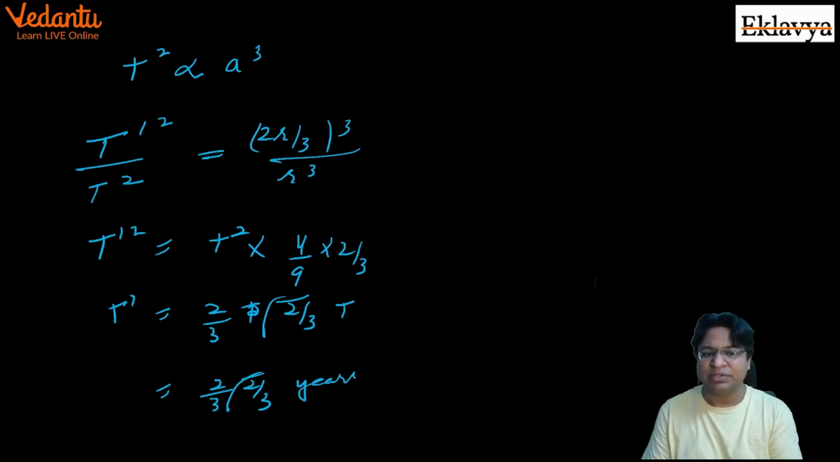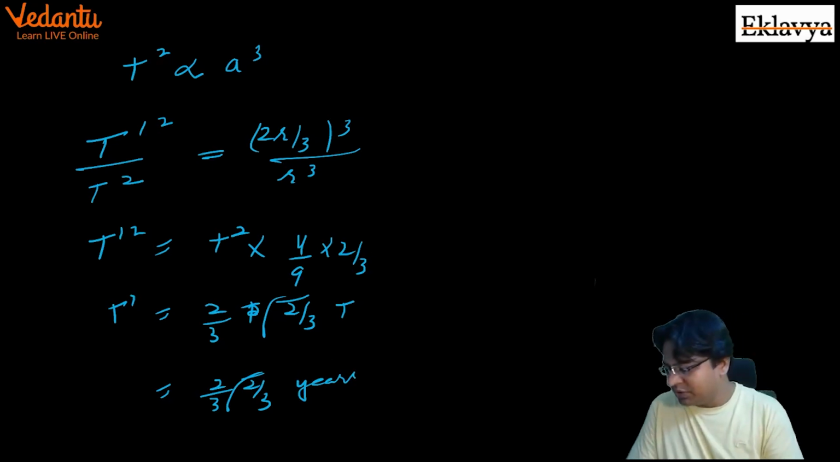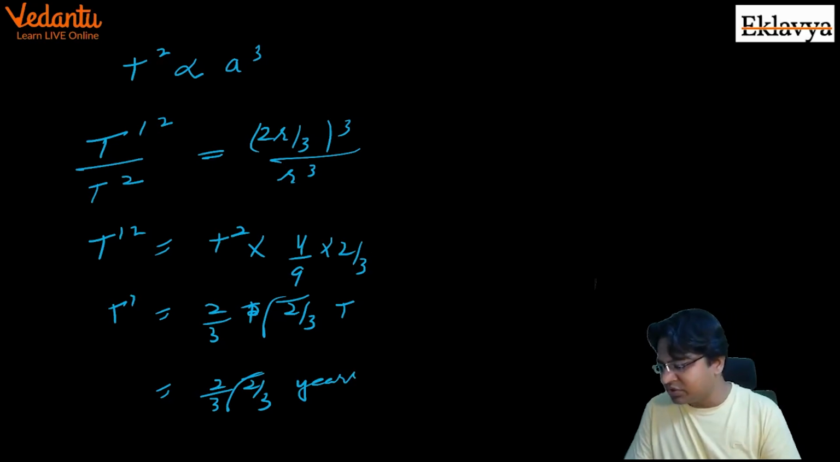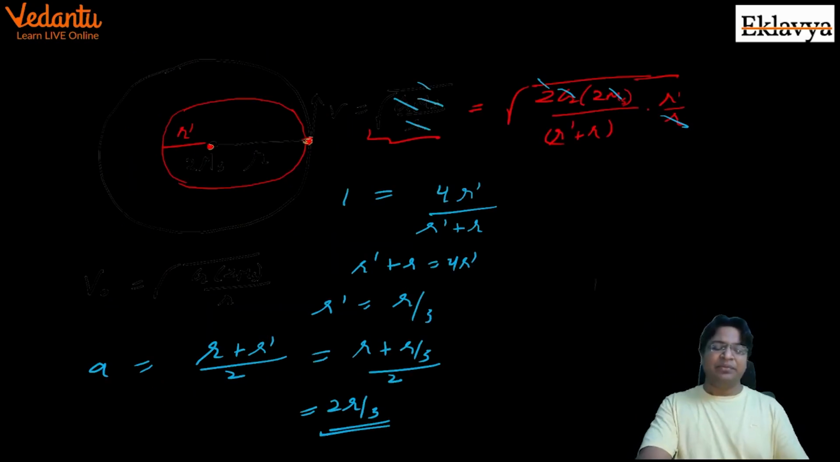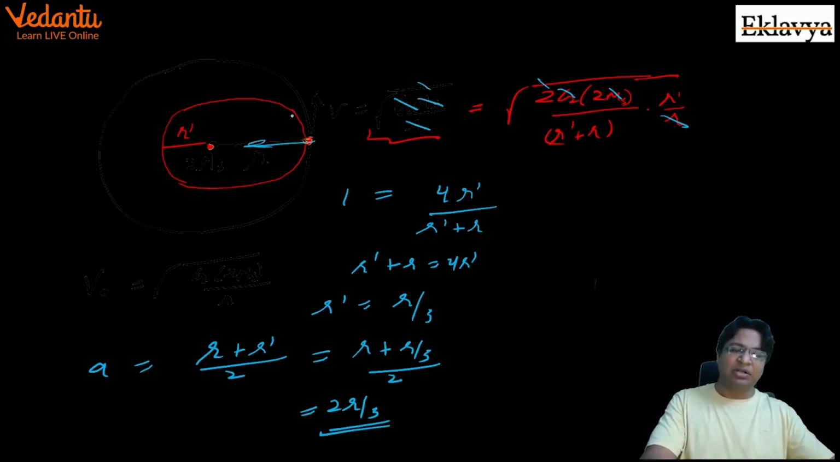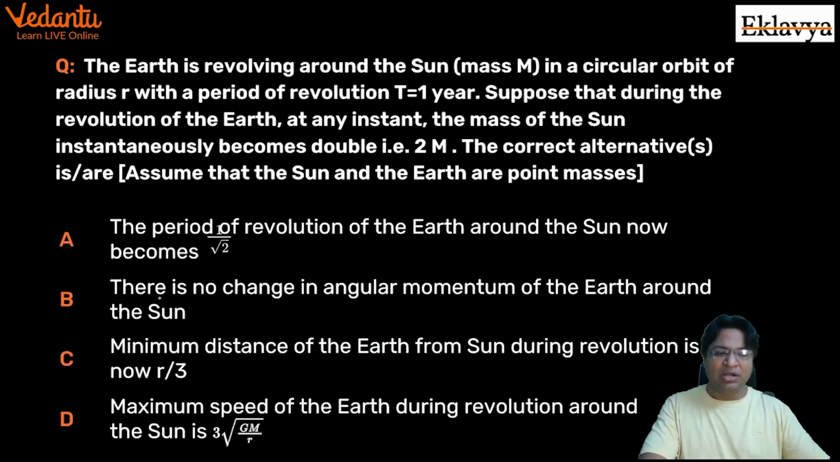Okay, the period of revolution. And the next option, there is no change in the angular momentum. That is correct, because the force that was acting on the earth is still passing through the sun. All right, so there has been zero torque on earth around the sun, so the angular momentum will not change. So this part is wrong, this part is correct.